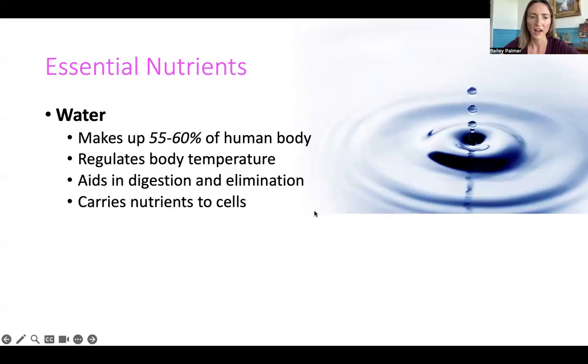All right, water. Water is pretty amazing. Makes up over half of our body. And all of our muscle contains water, organs contain water. It's in our bloodstream. It's everywhere. It aids in digestion and elimination. And without it, we will become constipated, which can lead to a lot of internal issues.